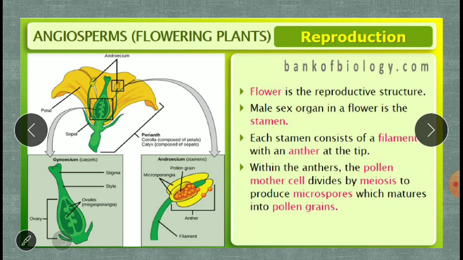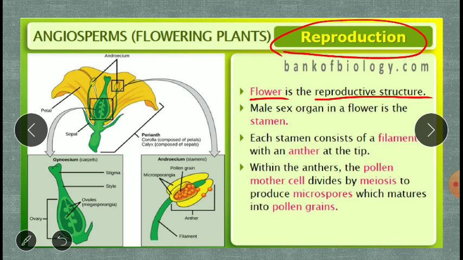Coming to the next part, that is, the parts of the flower that are involved in reproduction. The main reproductive organ of the plant is going to be the flower. So talking about reproduction now, the main reproductive organ of the plant is the flower. The flower is a reproductive structure.